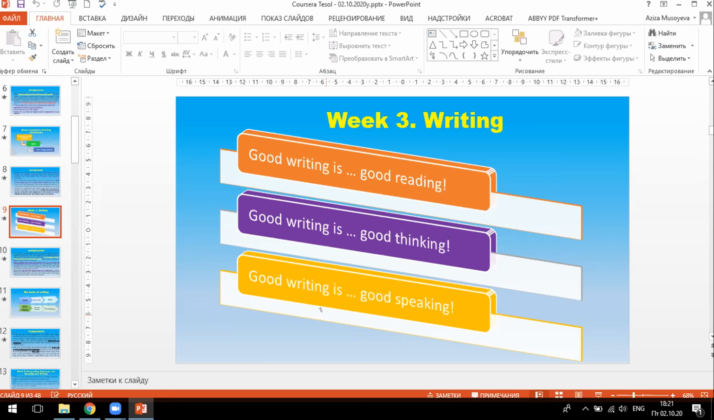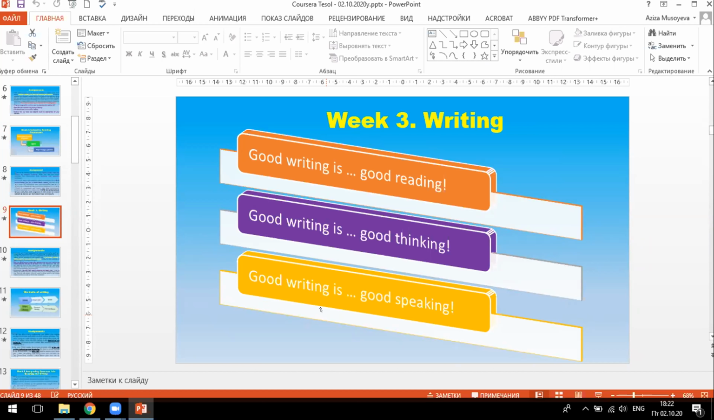So as you can see here, it's written that good writing is good reading. Yes, that's correct. If you want to write well, then you need to read more and more, but not just anything. You can read something that interests you. For example, if you read something that doesn't interest you, then you may get bored, or feel very tired after reading it. And good writing is good thinking as well.